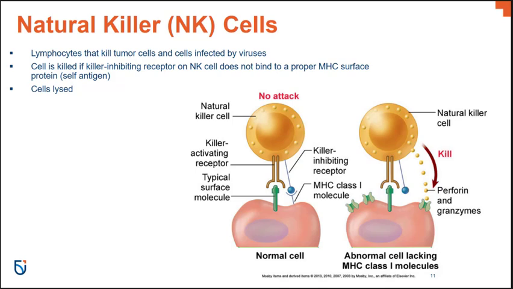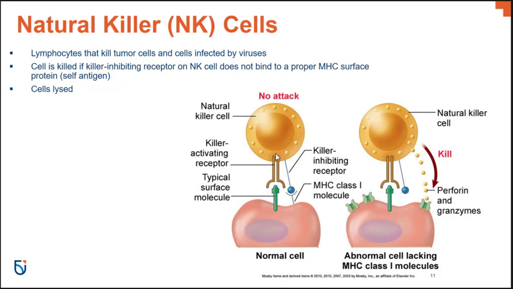Besides phagocytes, the body has another important set of cells that provide innate defense, and these are called natural killer cells, or NK cells. NK cells are a group of lymphocytes that kill many types of tumor cells and cells that are infected by different types of viruses. Natural killer cells recognize abnormal cells by using two recognition receptors, a killer activating receptor and a killer inhibiting receptor. If we look at this diagram here, this is representing a natural killer cell, and this is a normal cell in our body.